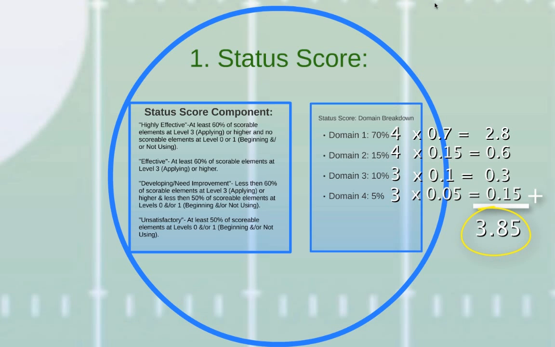This 3.85 would be my final status score, which would be considered highly effective.